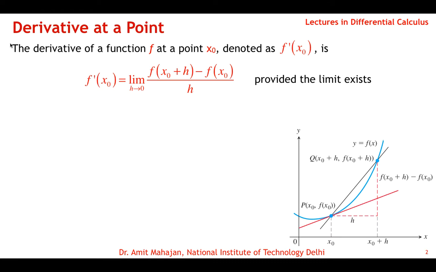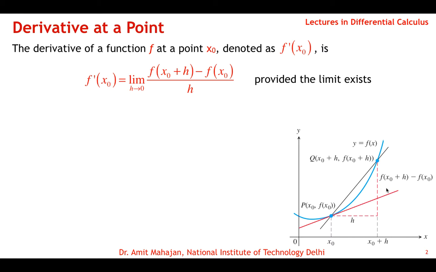So the derivative of a function f at a point x naught, denoted as f dash x naught, is given by this limit of difference quotient, provided that this limit exists. Okay, so let x naught be any point in the domain of the function, and let p be the corresponding point on the curve, and let x naught plus h be the neighborhood point and the corresponding point on the curve be q. Then this change in x will be h and the corresponding change in y will be the function value at q minus the function value at p.